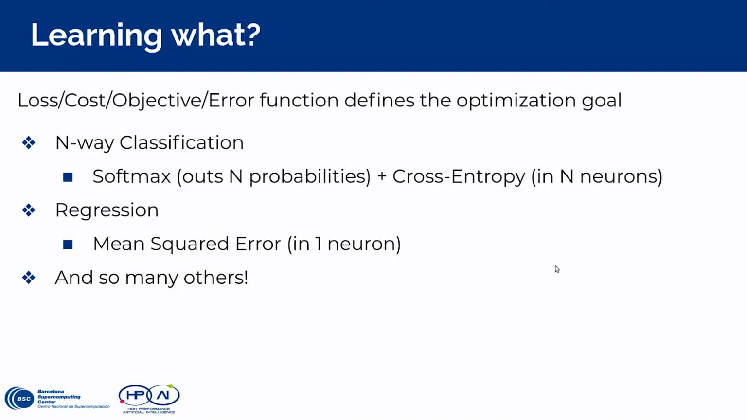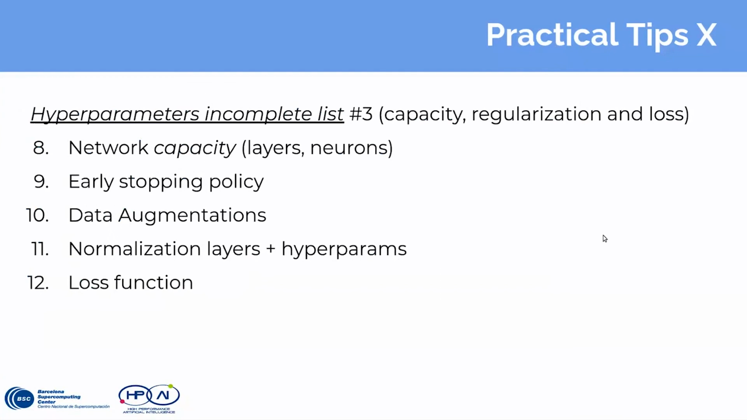So you should also take a deep look at that to make sure that you are trying to learn what you want to learn. And more hyperparameters to tune. We have the network capacity, which is how many layers we have, how many neurons per layer we have, when we stop training, how we modify the data in the input, how we normalize the layers. This is the part that I didn't get to explain, but there are also ways in which you can normalize the data, and they have hyperparameters, and which loss function you use.